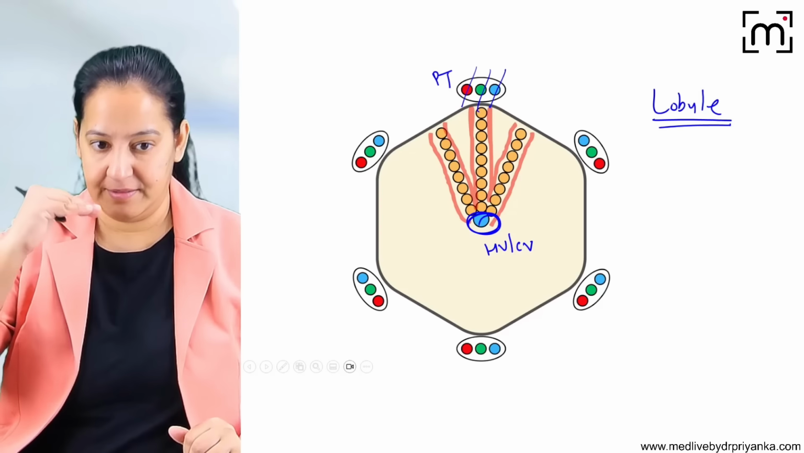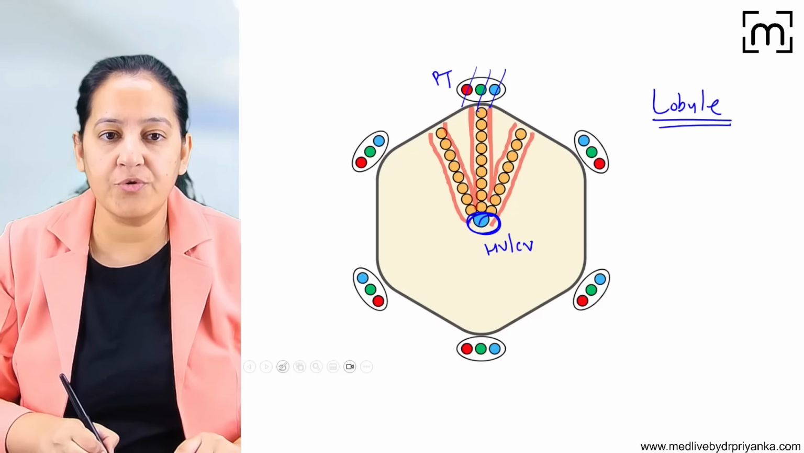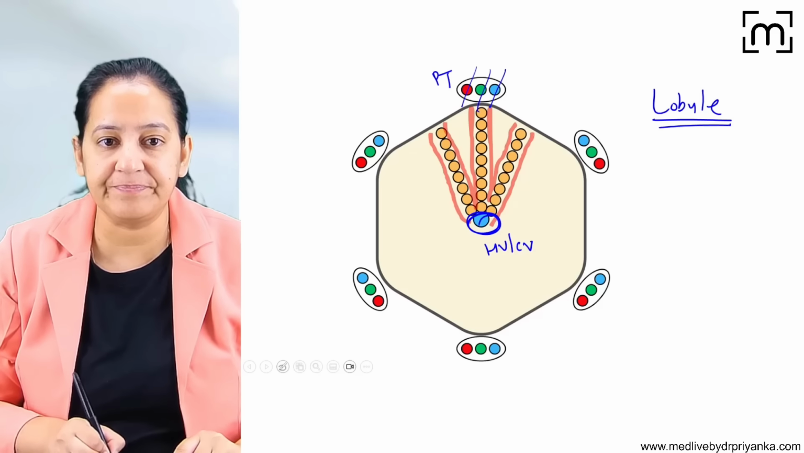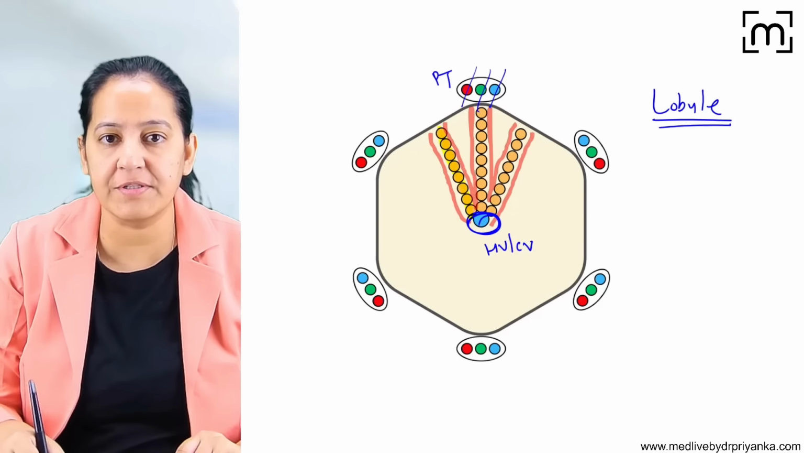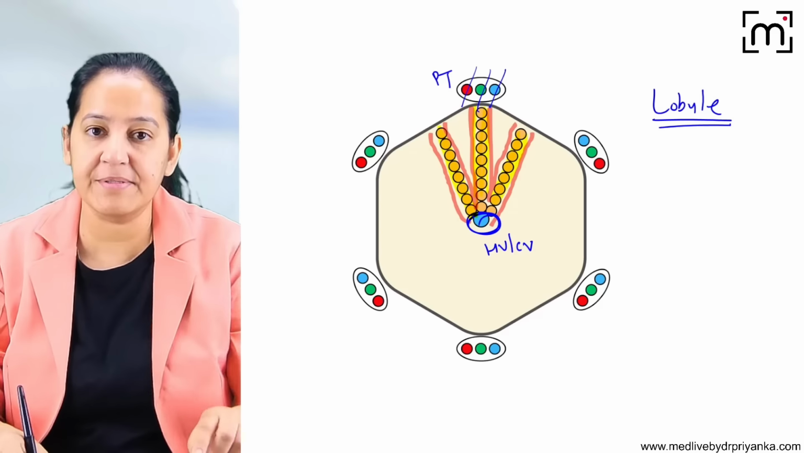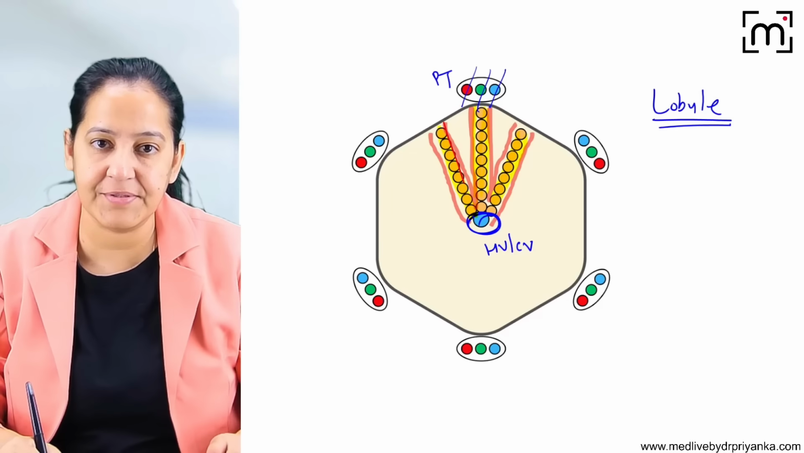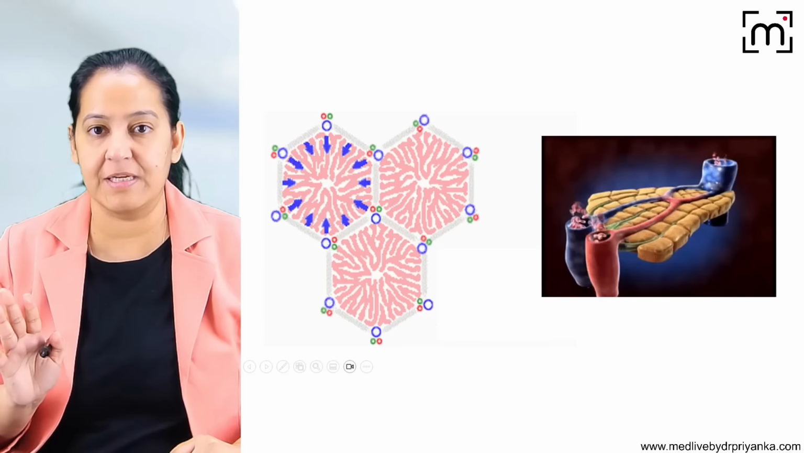Connecting the central vein and the portal triad are the cords of hepatocyte. I want you to appreciate the cords of hepatocyte. Can you appreciate the cords of hepatocyte here? These are the cords of hepatocyte. Between two adjacent cords of hepatocytes are the sinusoids. So appreciate the sinusoids. The sinusoids are the blood capillaries which are lined by endothelial cells and interspersed Kupffer cells.